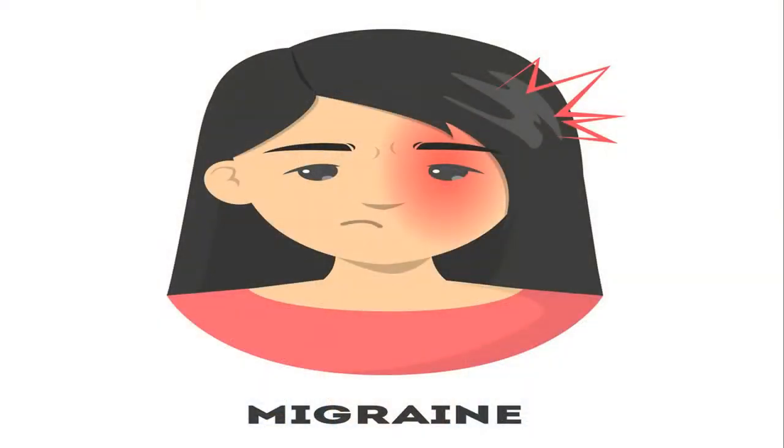And now migraines are the second most common headaches. So with migraines, they tend to be more one-sided, and they tend to have sensitivity to light and or sound. And you can also have nausea or vomiting along with a migraine headache. And these tend to last several hours to a couple of days.